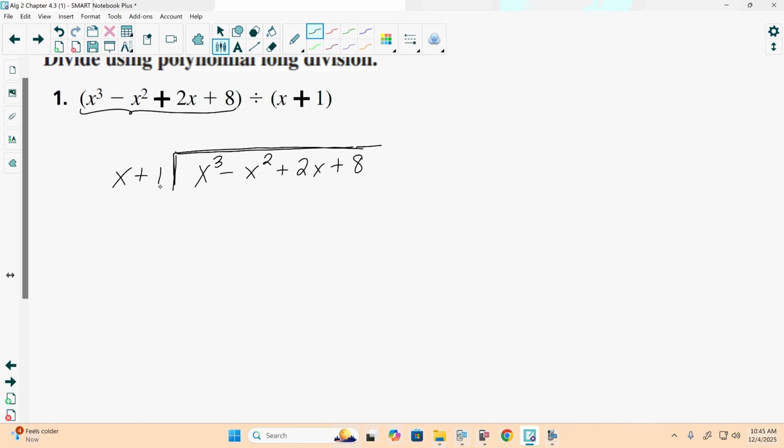And y'all have done this before. It's been a while. We've done long division. We divide two numbers, and we see what times that number goes into our first two terms, and we multiply and subtract.